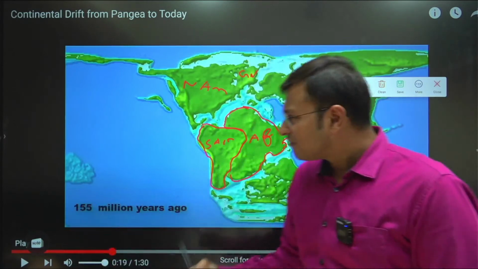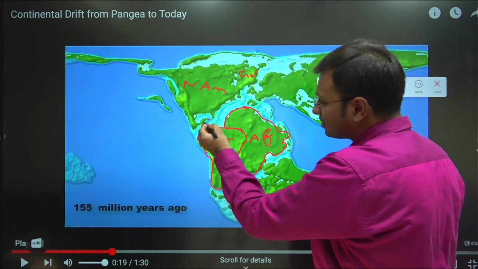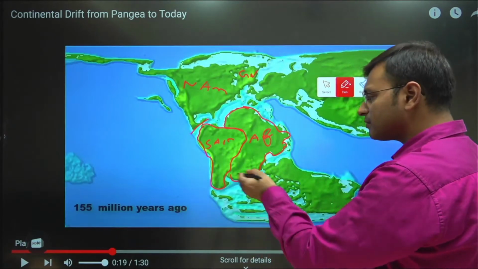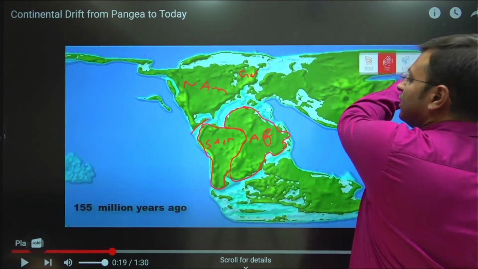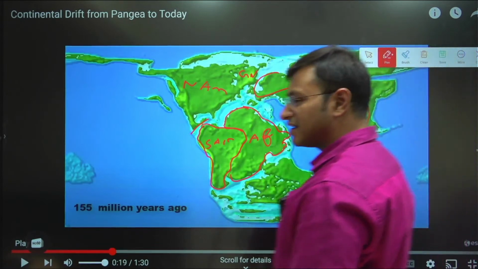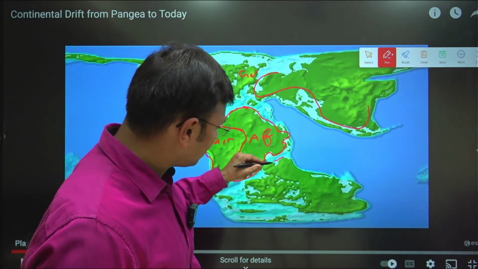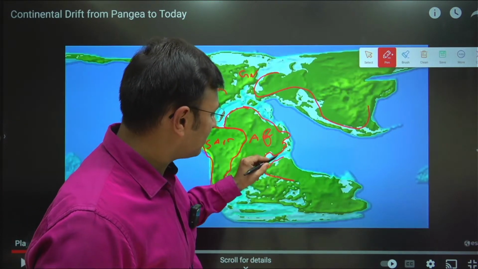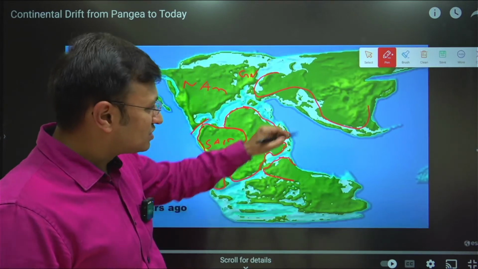So roughly 155 million years ago, North America has separated. Africa and South America are taking shape. The Eurasian landmass is also slowly taking place. And if you see over here, this is our India. India was a part of the southern hemisphere. It is now slowly starting to drift.